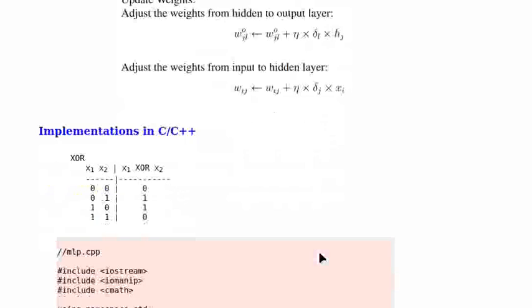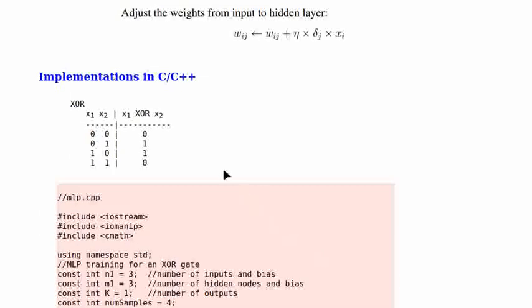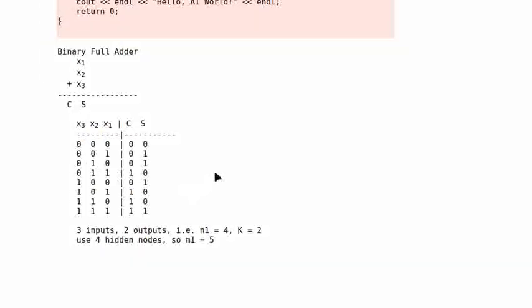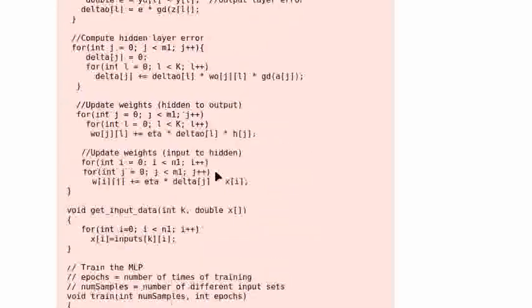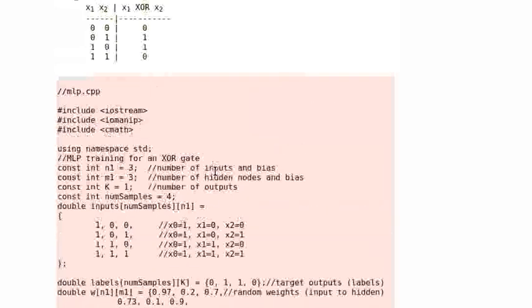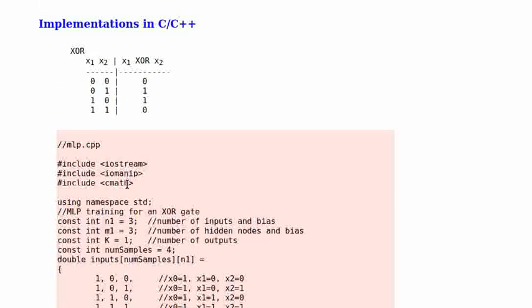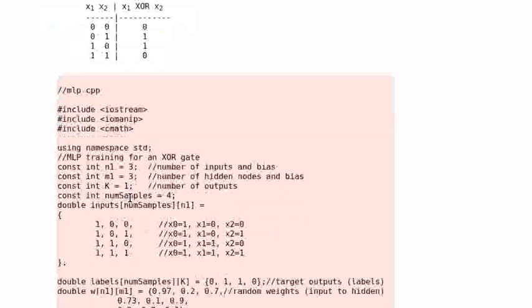We discussed its implementation in C, C++. We used exclusive OR as an example, and also a binary full adder as an example. We will basically use the same program to train tic-tac-toe, but of course we will change the constants here.